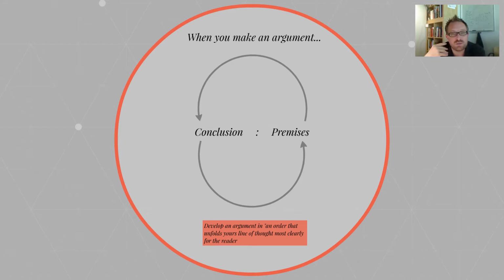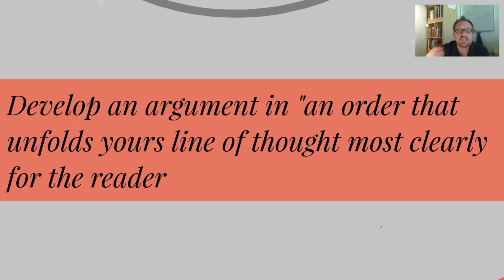Now, how you actually want to write your arguments depends on you, and it depends on your writing style. What you want to do is, quote, develop an argument in an order that unfolds your line of reasoning most clearly for the reader or for the other person that's listening. I think the key term here is clarity, right? I've seen this in a lot of, for instance, student papers that students write for my philosophy classes, is that they'll write papers where there's lots of interesting ideas, but they don't clearly align. They don't clearly develop in an order that's comprehensible and easy for me to understand as their reader.